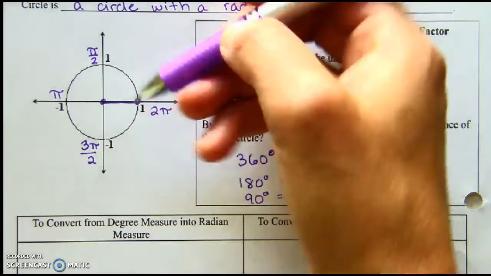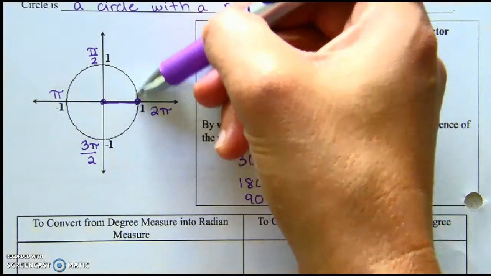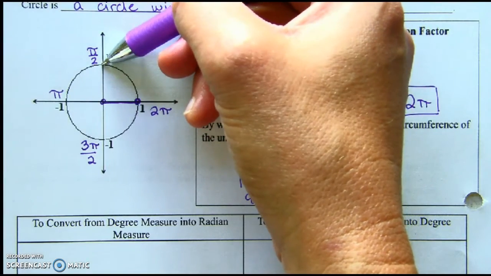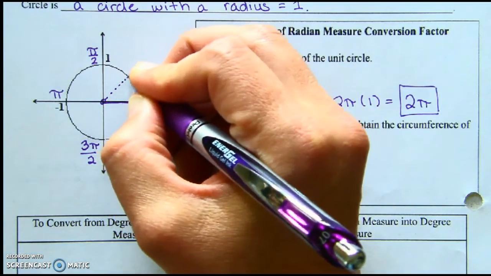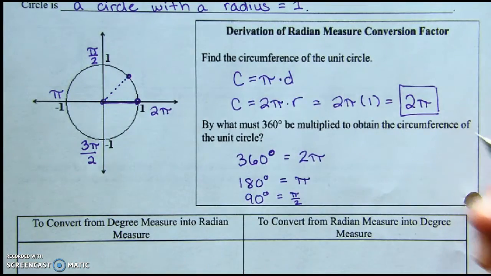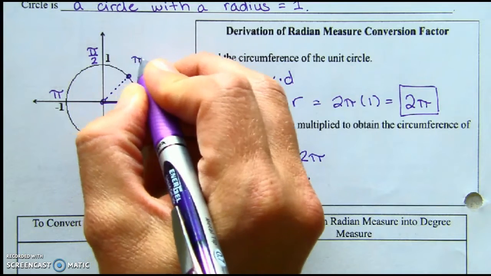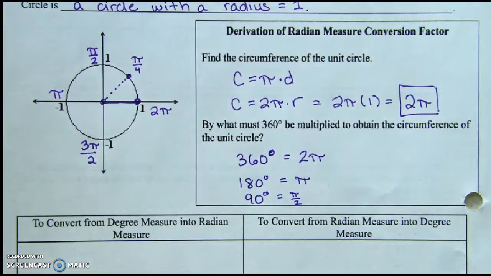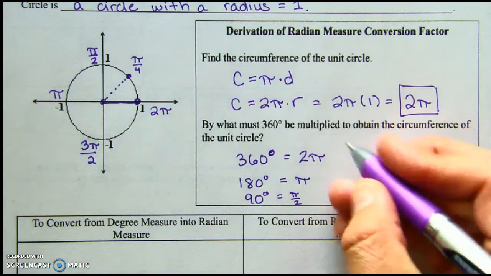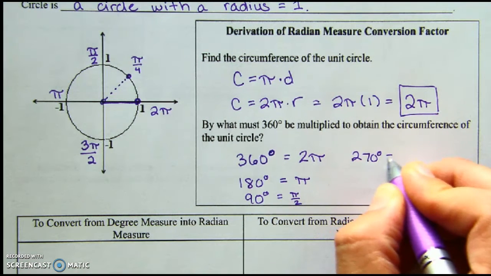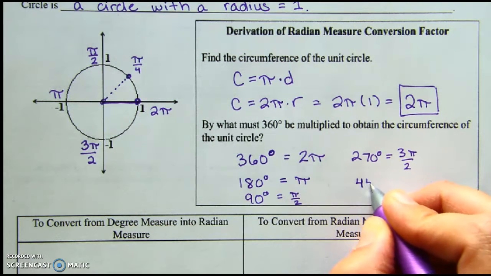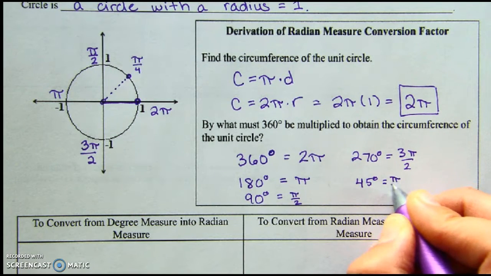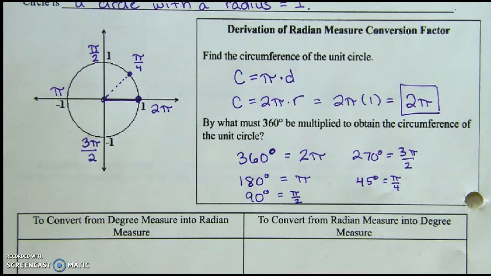If 90 degrees is pi over 2, watch this. What would 45 degrees equal? Pi over 4 is correct. Good job. I didn't write down 270. So 270 is 3 pi over 2. 45 degrees we said was a fourth of pi. All right, that's a good introduction.